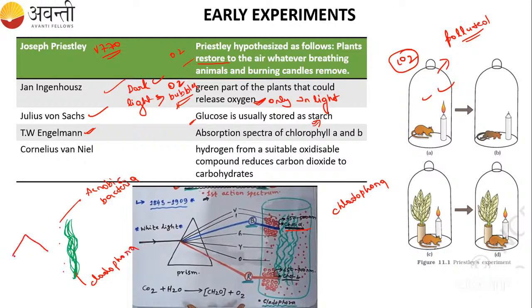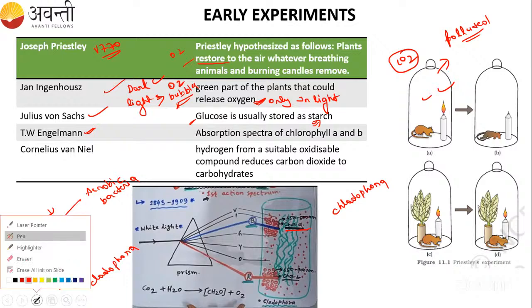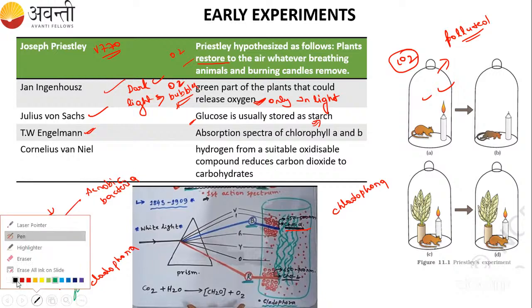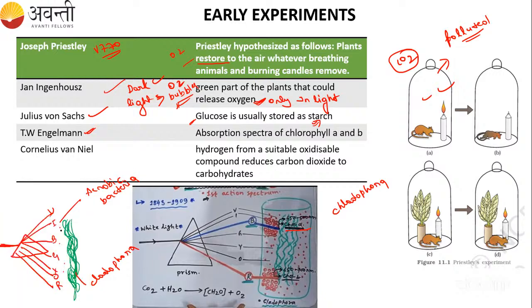He took the prism and he split the white light. White light is entering the prism and is split. You know that white light is split as VIBGYOR. Then what he observed is that all the light is entering right here: violet light, blue light, green light, yellow light, orange light, and red light.